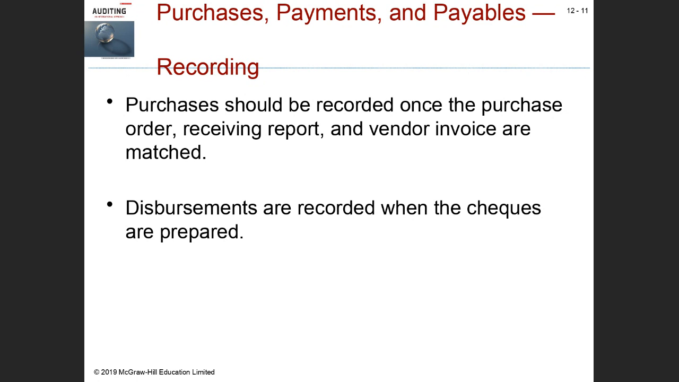So best practice is, once a check is prepared, actually record it as a disbursement. Whether you actually mail them out or not, that's another issue. And the whole recording control, that's on page 516 in the text.